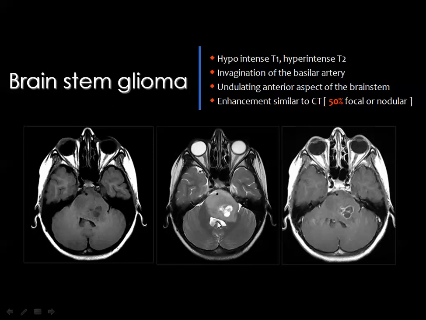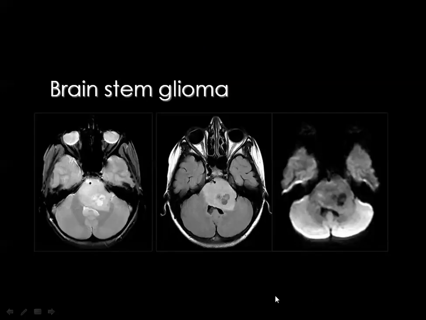And this is the rest of the images, T2, and this is the FLAIR image, and this is the diffusion weighted image, and it shows no evidence of restricted diffusion.